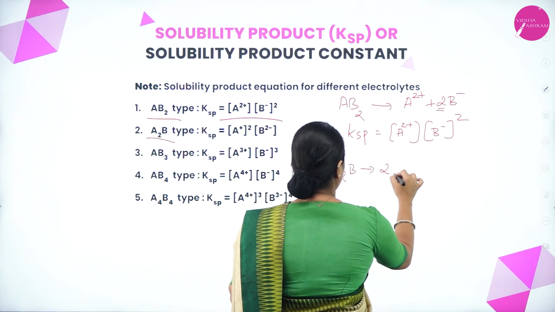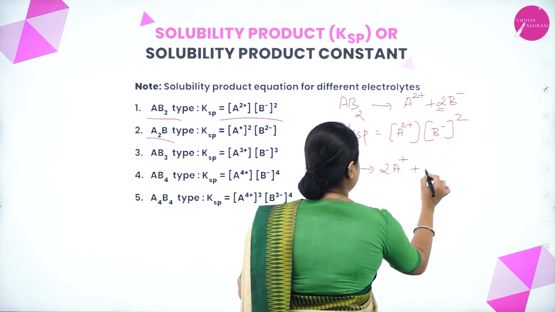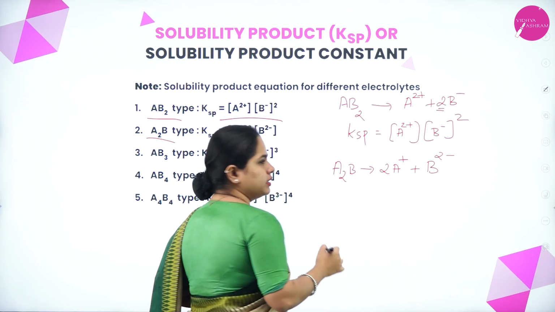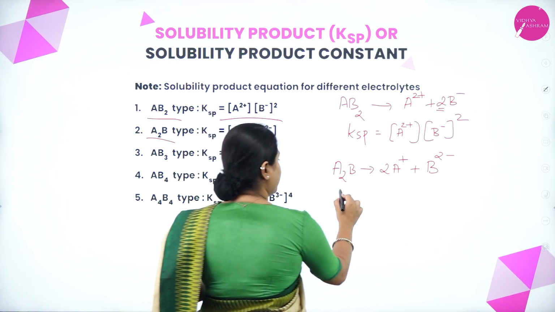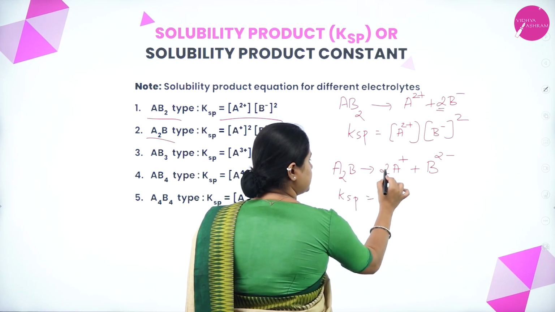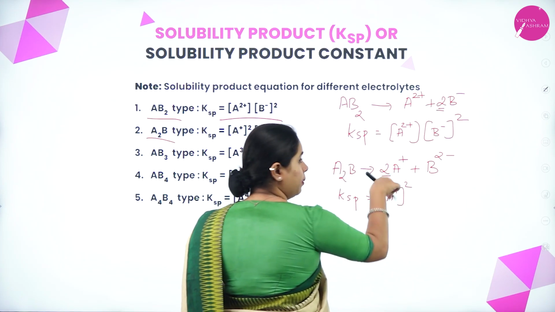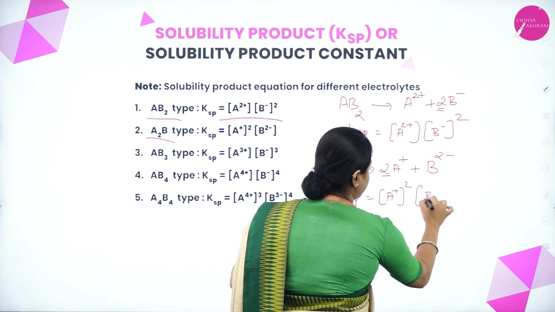It dissociates into 2A plus and B2 minus. Right, this is how it dissociates. So how do you write the KSP? Again, there is a number of moles here. So it is A plus raised to 2. This will come in the power into B2 minus.